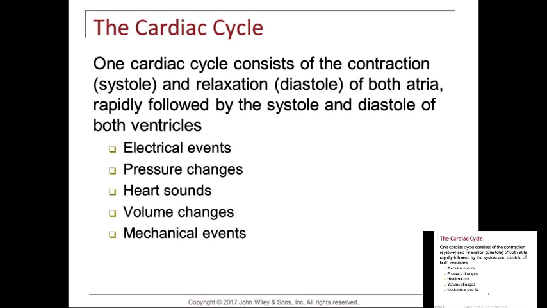One cardiac cycle consists of the contraction, systole, and the relaxation, diastole, in both atria, rapidly followed by systole and diastole of the ventricles. There are electrical events, pressure changes, heart sounds, volume changes, and mechanical events. Let's look at the cardiac cycle here.